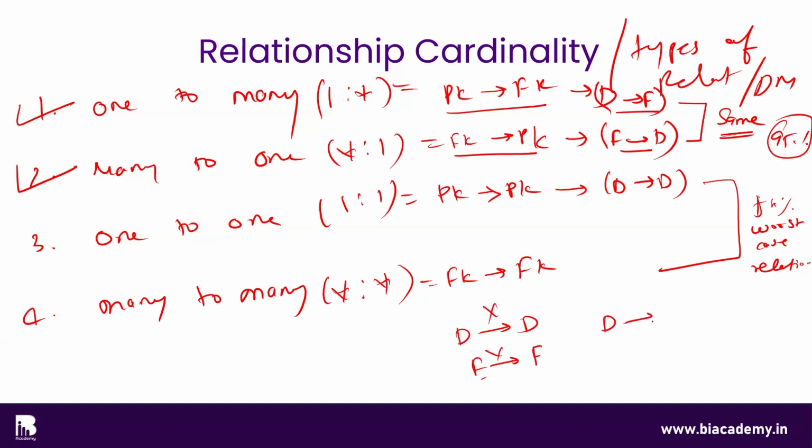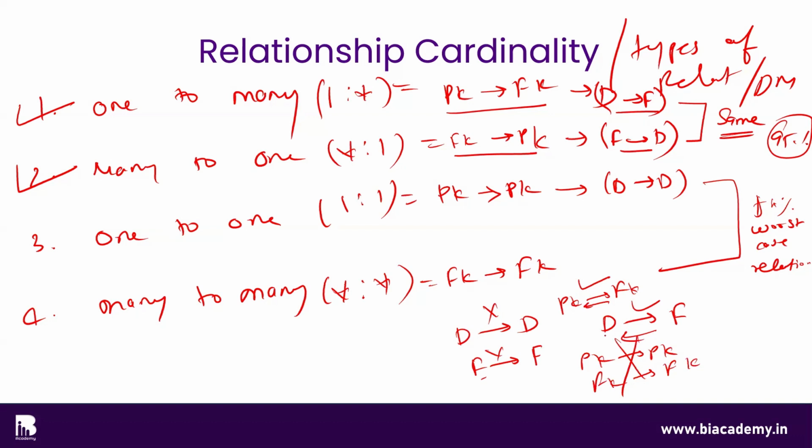We create relationships from dimension to fact or fact to dimension, because basically I'm trying to create a relationship between primary and foreign key, not primary to primary. We should always create a relationship from primary key to foreign key or foreign key to primary key. That is acceptable. But primary key to primary key or foreign key to foreign key is not acceptable, because both are unique.